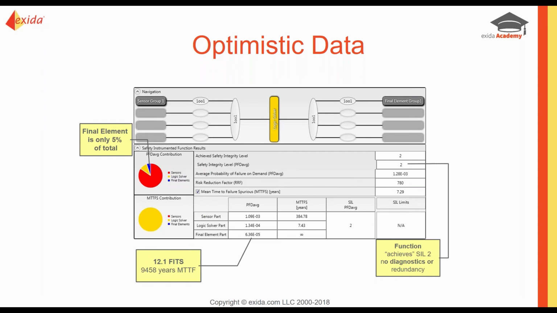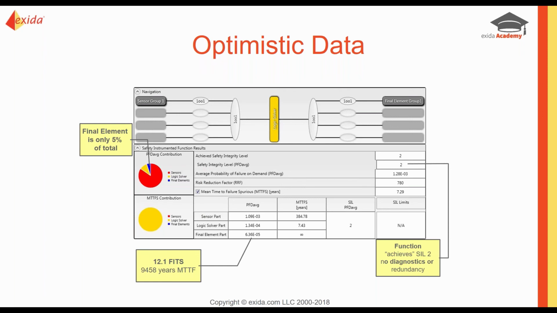12.1 FITs converts to over 9,400 years. And that's your mean time to fail. So this is saying your SIF, and even just the solenoid, actuator, and valve, is expecting you not to have a failure in over 9,400 years. Well, with mission time and everything, that's not likely, but another way to look at this is you have 9,400 SIFs or 9,400 valves in your plant. This is saying only one of those will fail per year.